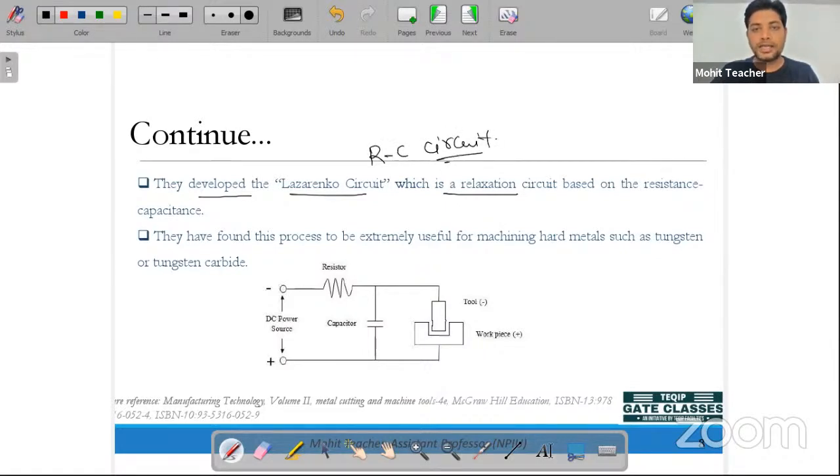Okay, this is the RC circuit. Now what is this RC circuit, or the Lazarenko circuit? This is the Lazarenko circuit. Again, this is all electrical, so I will try to explain it to you in the easiest way, so that you don't have much of a problem, because if you want to get marks, we have to study, okay.